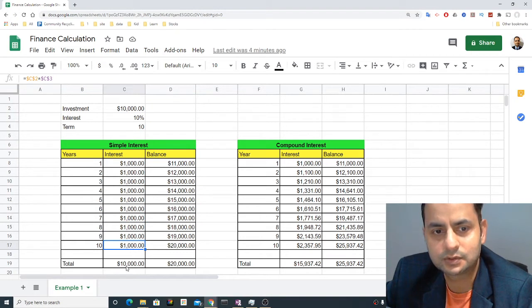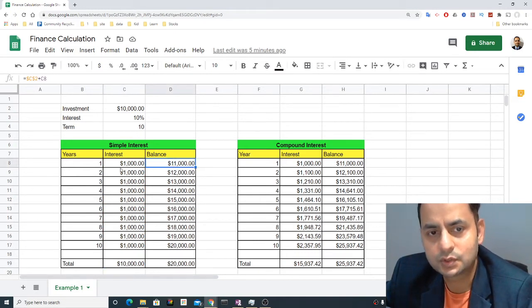It's $10,000. So the total interest, if we get $1,000 every year, and the total number of years is 10, for sure we do the simple math: the sum is $10,000, right? That's what I have done here. This is just the balance amount, showing the balance year over year. After 10 years, we'll get $20,000. But how do we get $20,000? In the first year we get $10,000 plus its interest.